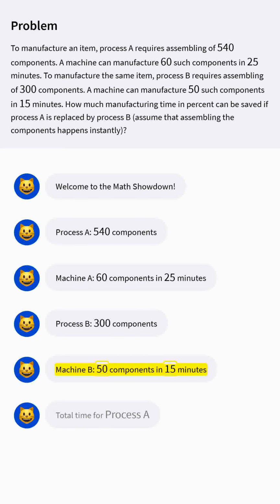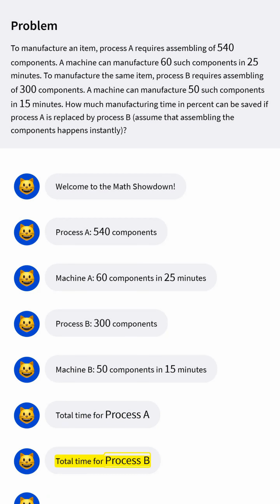components for Process A. Now let's see how quickly Machine B can whip up the components for Process B. Ready for some more number wizardry? It's showdown time. We'll figure out the percentage of time saved by switching from Process A to B.